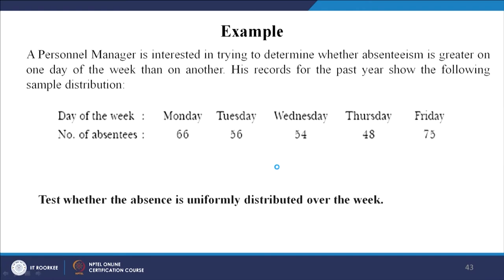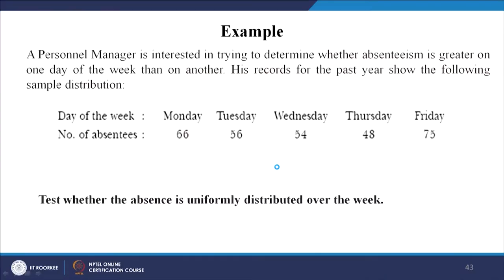Let us take this case. A personnel manager is interested in trying to determine whether absenteeism is greater on one day of the week than on another. That means, is the attendance the same throughout the week, or is it that on one particular day, maybe it is a Monday, people are lazy enough not to come on time, or it is a Friday or something. His records for the past year show the following sample distribution. Monday, number of absentees 66, Tuesday 56 people absent. So, as I said, maybe after the Sunday people have not yet come out of their laziness. Wednesday 54, Thursday 48. Now, Friday is interesting, again 75. So, some people maybe have Saturdays off, so they have taken an extended holiday and taken Friday as a holiday also. Test whether the absence is uniformly distributed over the week or not.